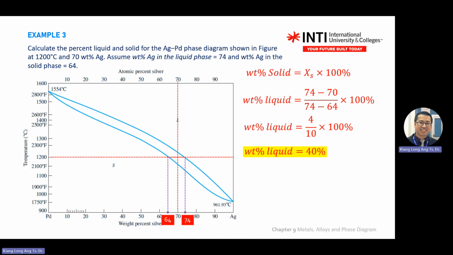Okay, so if you look at the sample answer here, you're able to understand how to get 40%. Okay, so percentage of liquid, the total length is 10. Percentage of liquid, you take the OS or SO length divided by the total length. Total length is 10, OS is 6.